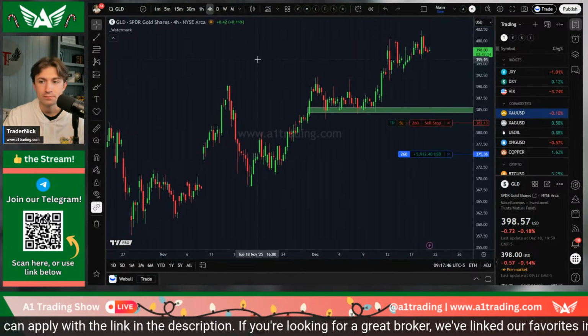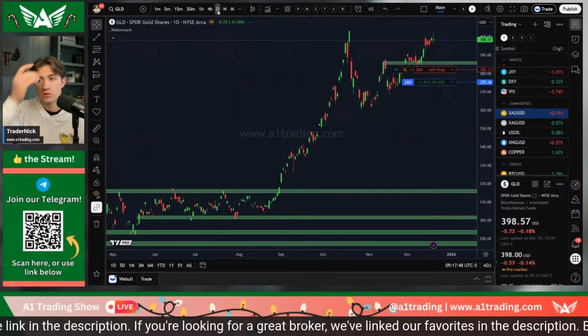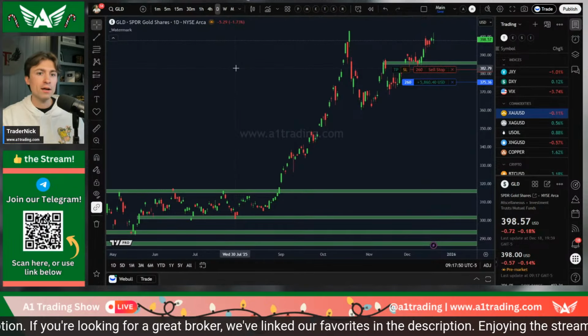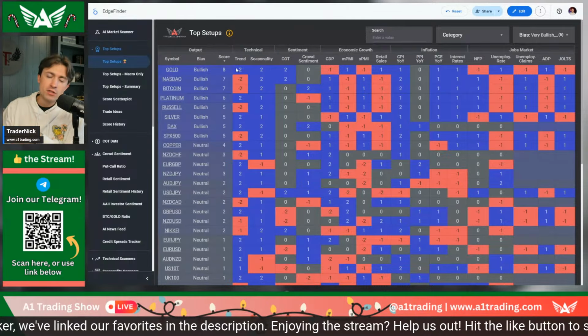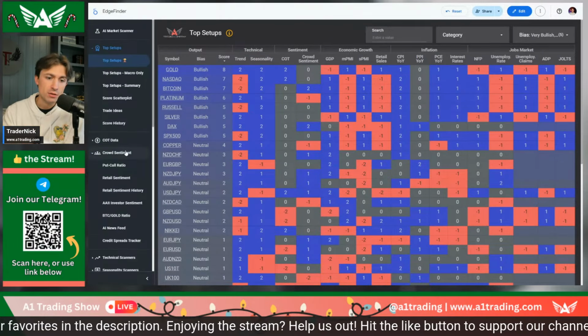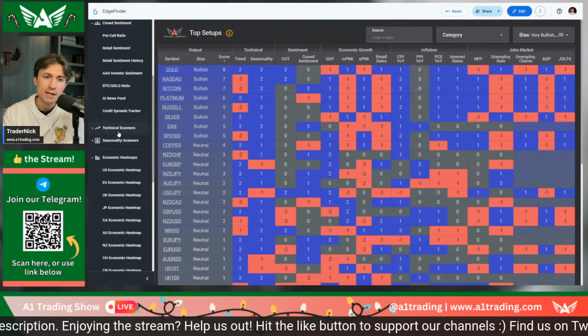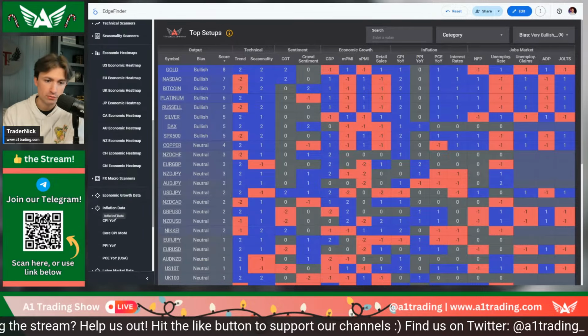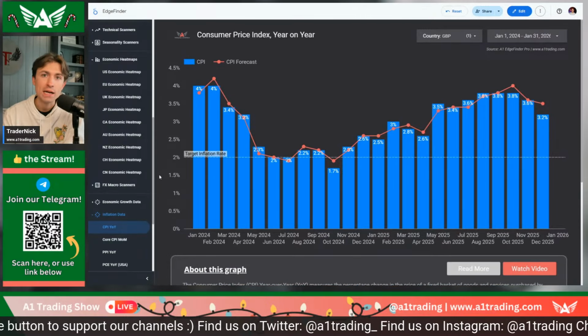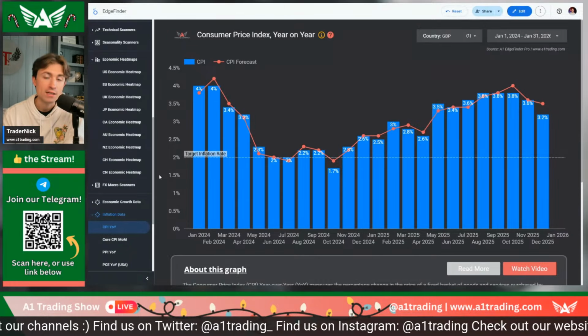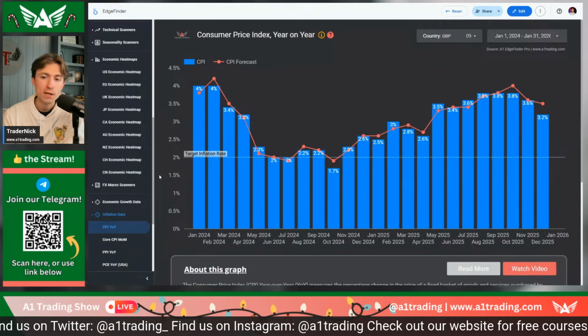But here's the thing, right? When it comes to gold, we had inflation come down significantly, not just in the US, but also in the UK. Let me show you this. So inflation coming down is bullish for gold because it's likely going to lead to central banks continuing to cut interest rates. And it's not just about the US, it's about other central banks. We can watch this stuff.